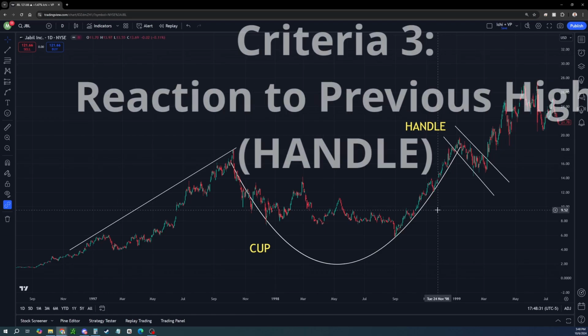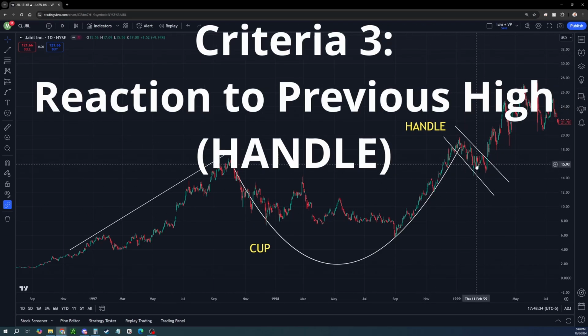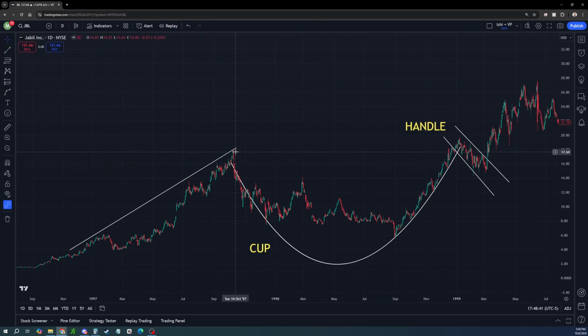And then finally we get to this handle formation. So the handle is formed once the price reaches this neckline here, or the previous resistance when the cup started forming. This tends to happen because price tends to react to previous resistance levels and forms this sort of downward channel, which is identified as the handle in this context. Now the proper time to enter this pattern for a trade is essentially when the price breaks out of this handle and the previous resistance point.